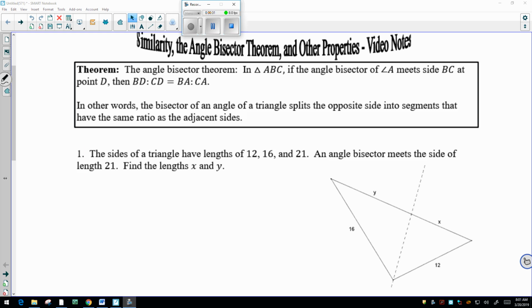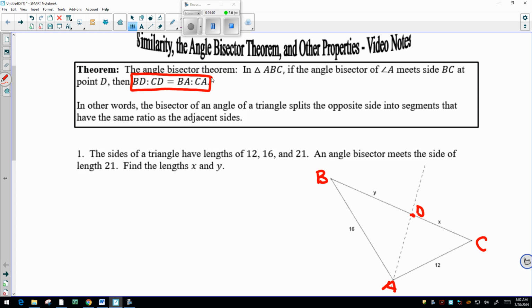It gives us this ratio. It says then our segments, I can use this ratio. It says BD compared to CD is going to be the same thing as BA compared to CA. So if we were to take a look at this triangle below and maybe just label it so that we can compare that theorem with a visual. So we're saying the angle bisector at A meets the side opposite at point D. It's saying then we get this ratio.